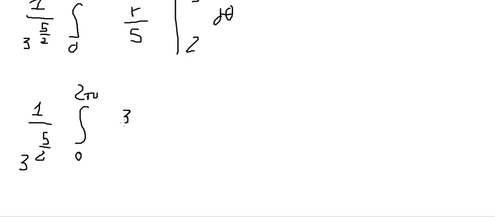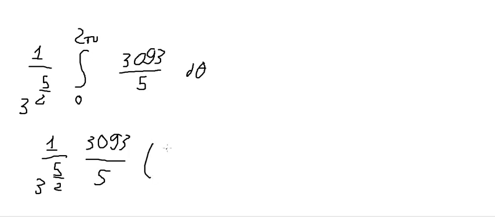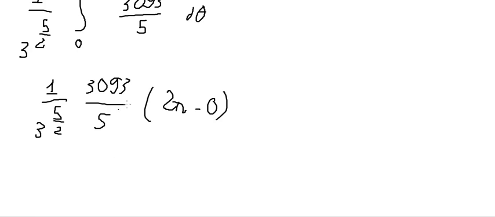We put 5 going here, 2 going here. So we have 3093 over 5. About the theta, that is so simple right now. So I will put 2 pi minus 0. So we combine everything and we have the final answer.